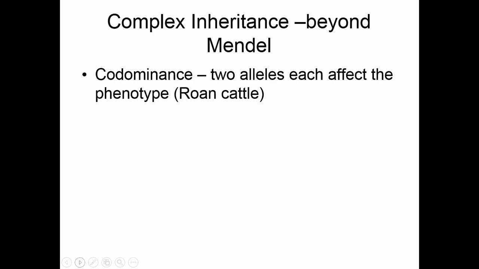Another example would be codominance. That's when two alleles each affect the phenotype. So this example is in roan cattle. And so these cattle are not red, they're not white, and they're not incomplete dominant, so they're not pink. They're not a blending. They actually have red hairs and they have white hairs. So they have a mix of the two in the phenotype. So they have red and white, not a blending like incomplete. They're codominant. That means red and white are both dominant, so both are seen in the phenotype.